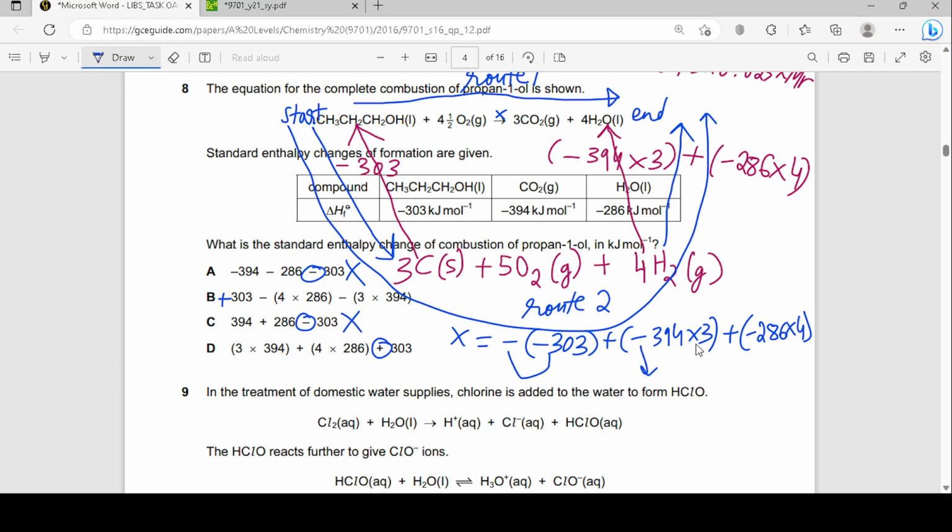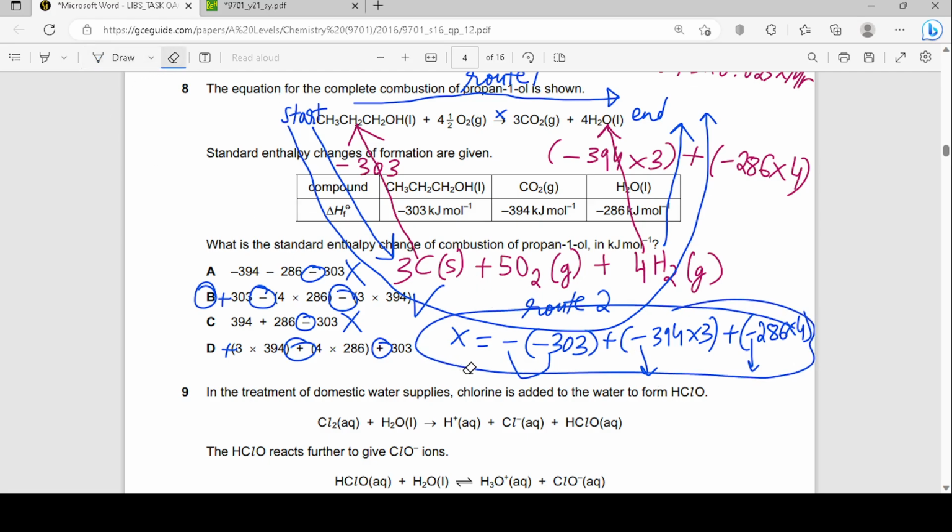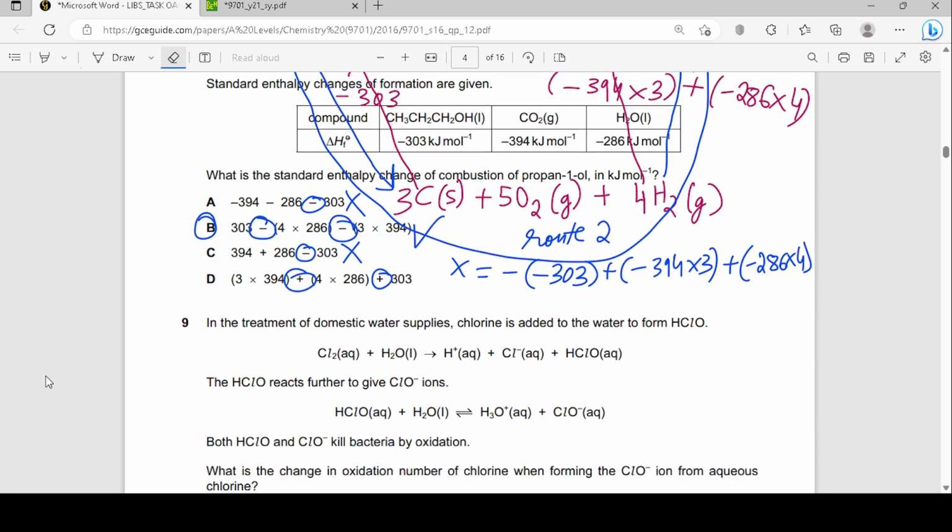So this one has minus 394 into 3, and this one is minus 286 into 4. So minus 286 into 4, minus 394 into 3. So B seems to be the correct answer. If you look at D, it's plus 3 into 394 plus 4 into 286. That's wrong according to what I got over here through the Hess cycle. So that means that D is going to be wrong as well. Therefore, the answer is going to be B. Okay. If you want to calculate out the answer, 303 minus 394 into 3 minus 286 into 4, it gives you minus 2023 kilojoules per mole, I think.